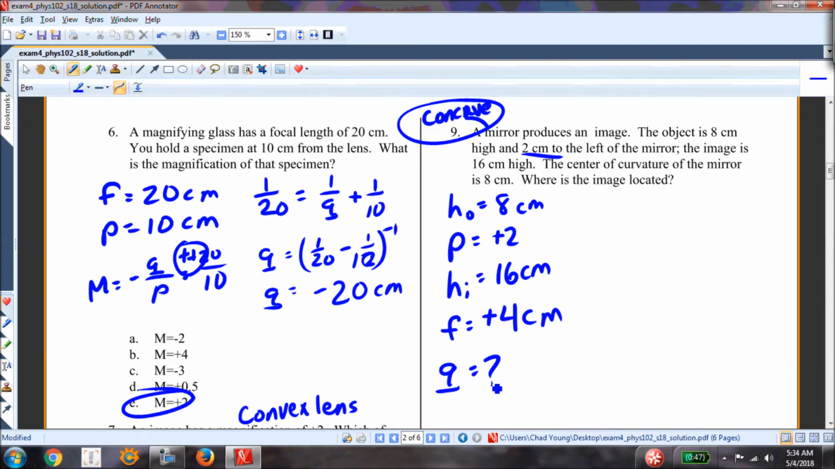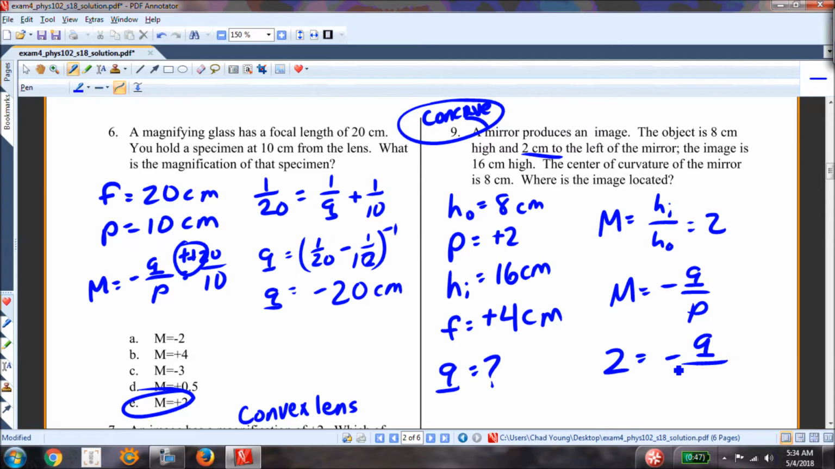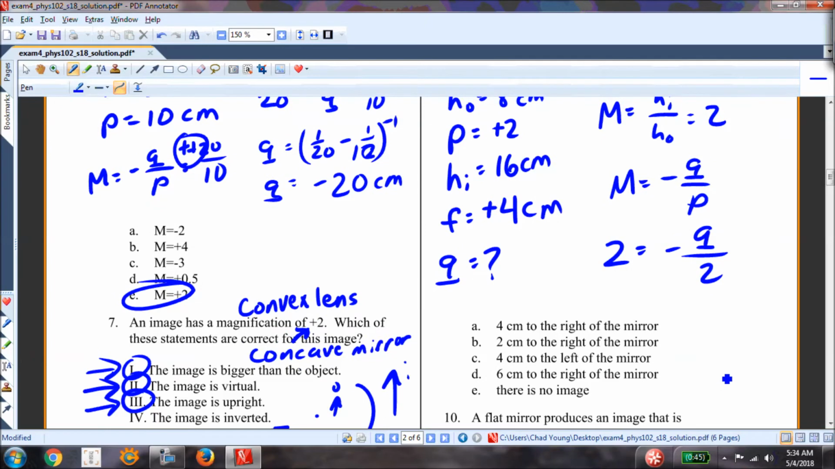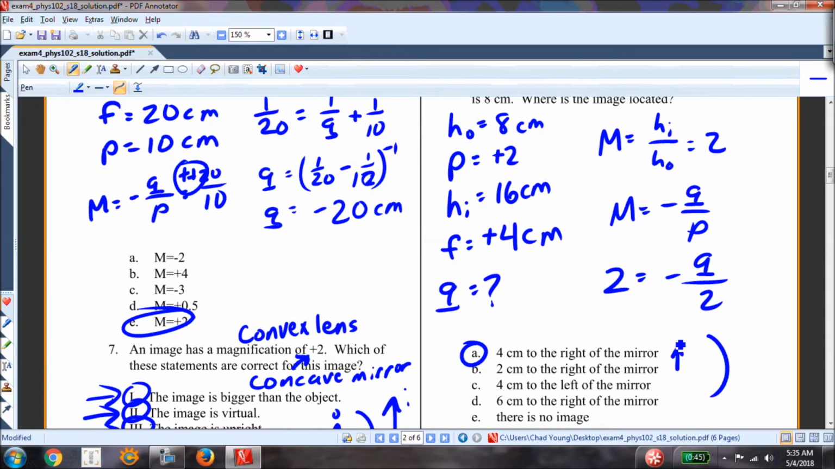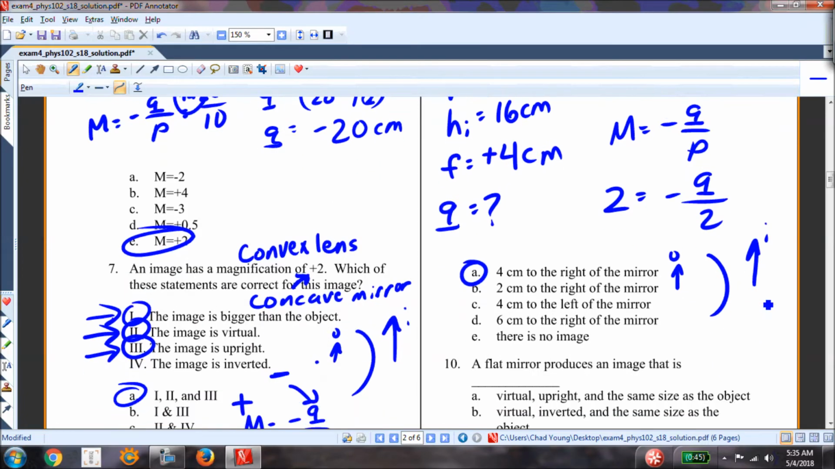All right, I really have a little bit more than I need for this, because I need to first find the magnification, but that's easy. I can just say HI over HO. That's equal to 2. And then my magnification is equal to -q over p. So 2 is equal to -q divided by 2. So q should be equal to -4, which is going to be 4 centimeters to the right of the mirror. I know that because the object is to the left of the mirror. The object is over here. That means that the image is going to be over here. Anytime I have an upright virtual image, it's going to be on that side of the mirror.